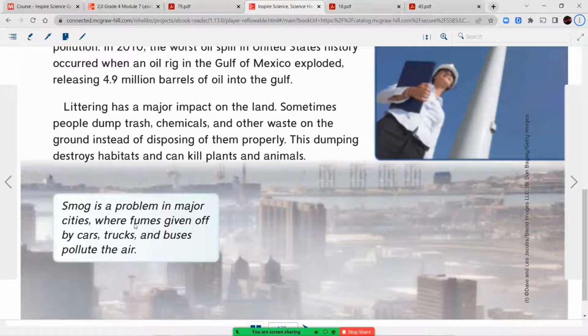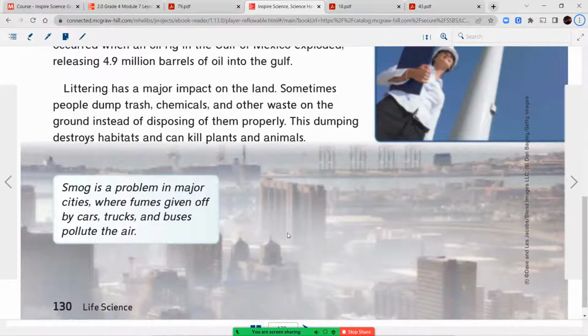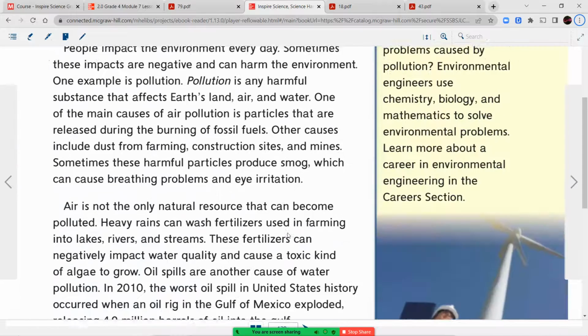And let's take a look at our caption. Smog is a problem in major cities where fumes given off by cars and buses pollute the air. So whenever you're seeing that kind of hazy, smoky look outside, that's smog.